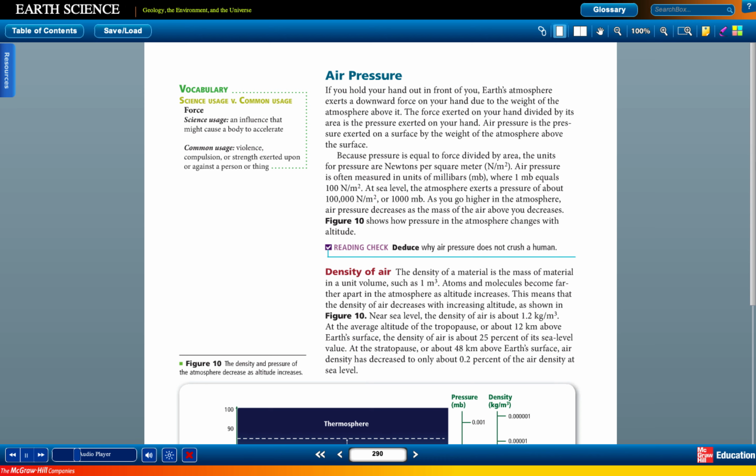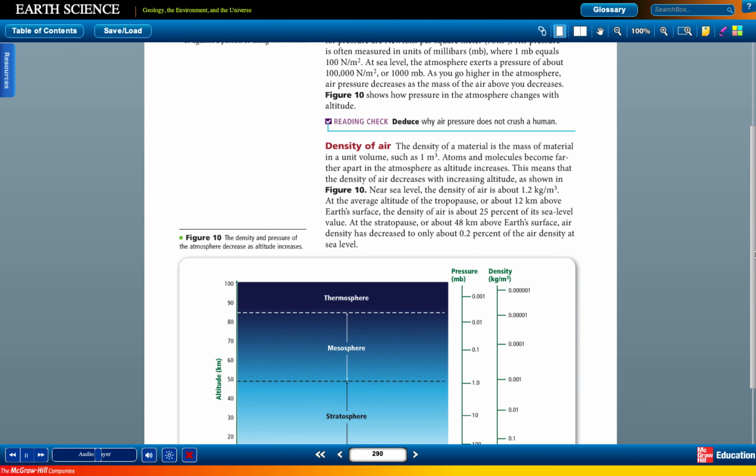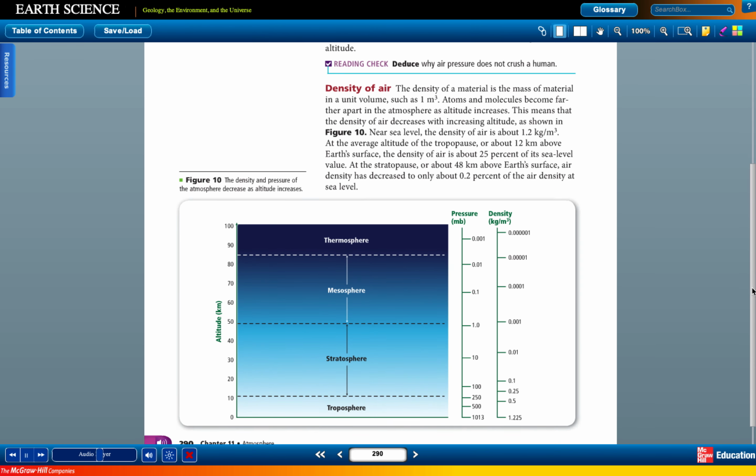Air pressure is often measured in units of millibars, MB, where 1 millibar equals 100 newtons per meter squared. At sea level, the atmosphere exerts a pressure of about 100,000 newtons per meter squared, or 1,000 millibars. As you go higher in the atmosphere, air pressure decreases as the mass of the air above you decreases. Figure 11.10 shows how pressure in the atmosphere changes with altitude. Reading check. Deduce why air pressure does not crush a human.